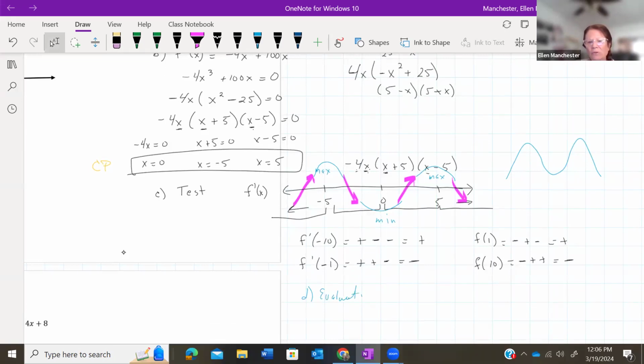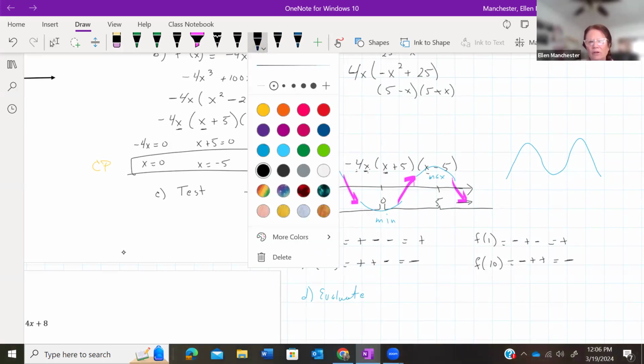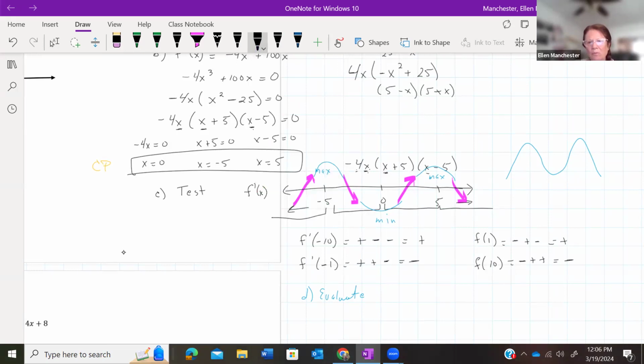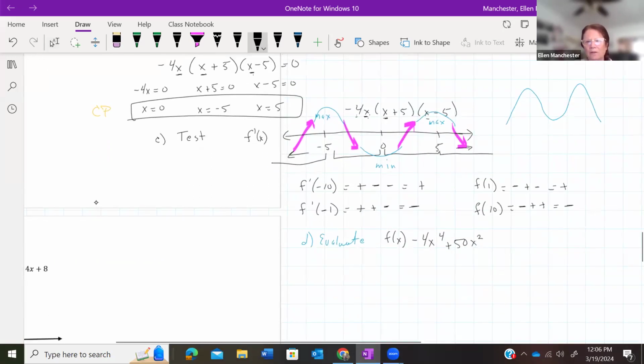So now we have 3 places to evaluate. The good news is the 0 all goes to 0. So remember, our original function is -4x to the 4th plus 50x squared, just because we can't see it. Okay, so here we go. When I plug in -5, there's a lot of negatives in this one.